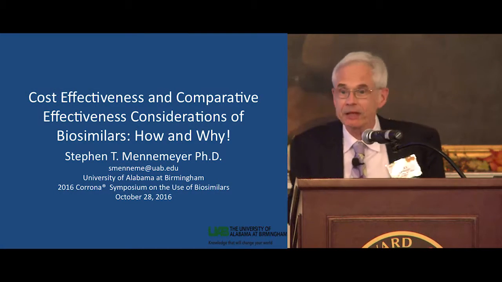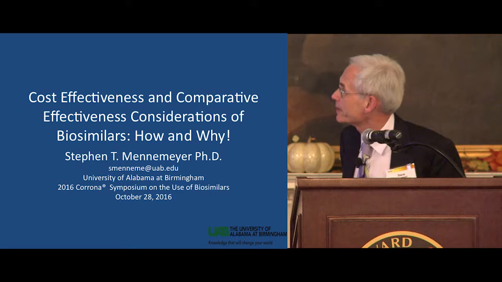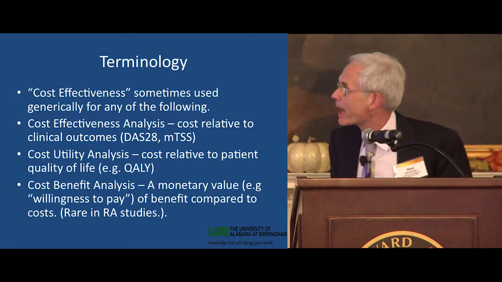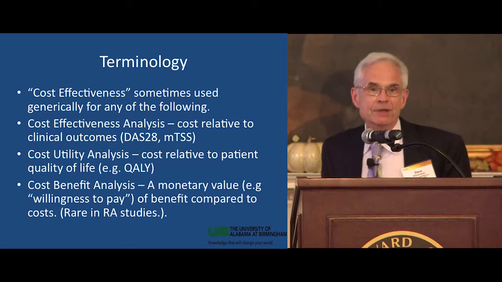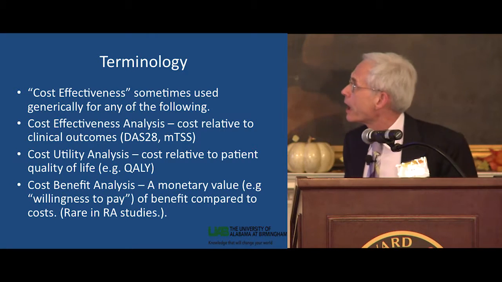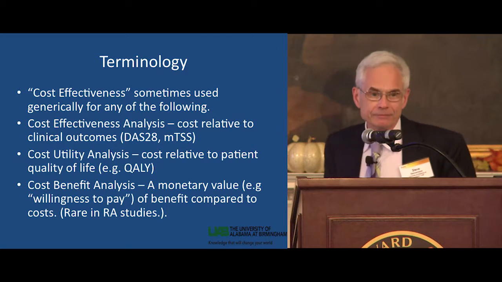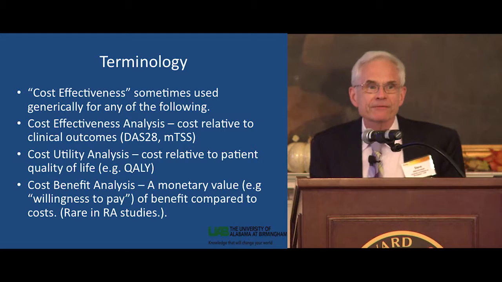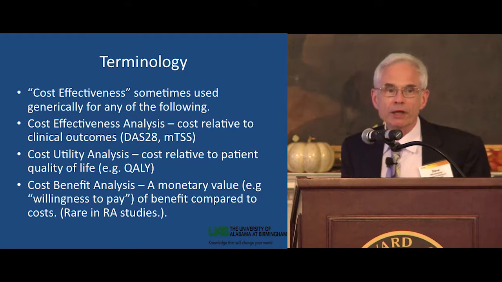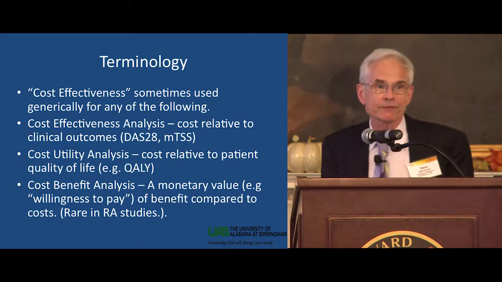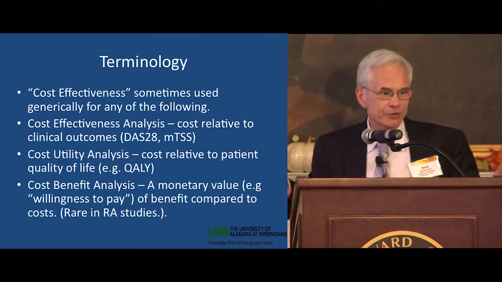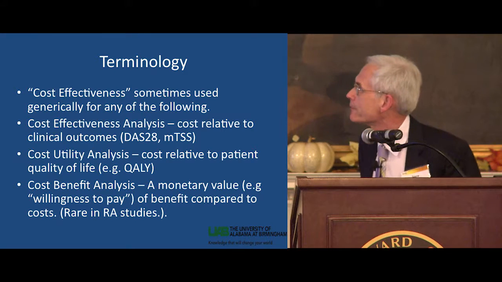Starting off, since I'm an economist and I don't entirely know my audience, let me just go through a little bit of terminology here so that we're all on the same page. I will use the term cost effectiveness somewhat generically in this talk, but actually there's a sort of technical jargon that's used in the field. Cost effectiveness analysis, usually we're talking about cost relative to some sort of clinical outcome. It might be a DAS-28 score, a SHARP score, whatever clinical measure it is that you really want to try to follow.